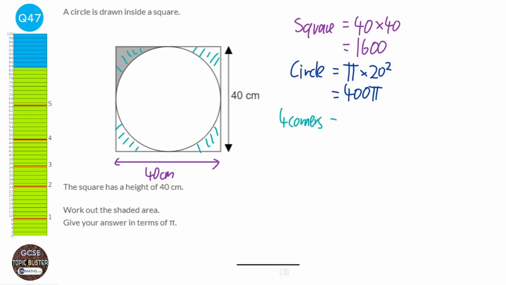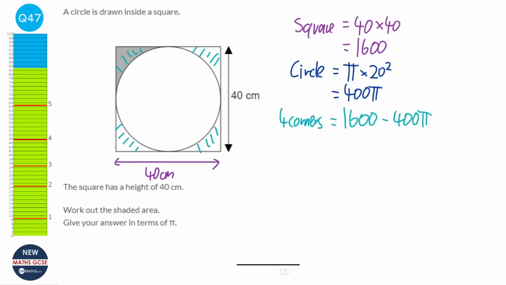Just try and explain to the person marking my exam what I'm doing. To do that, we're just going to do the square take away the circle. So 1,600 take away 400 pi. Now we can't actually do anything more than that. That is our answer. So we just leave it at that.